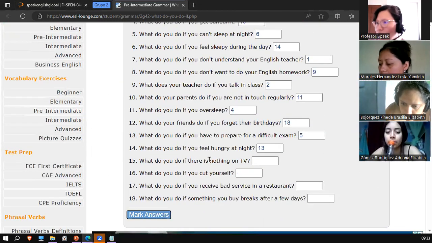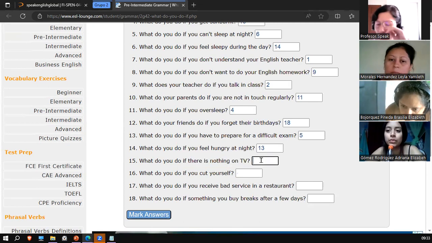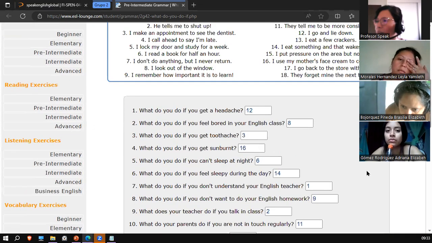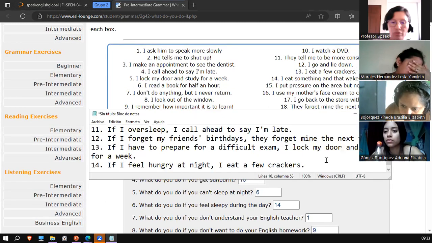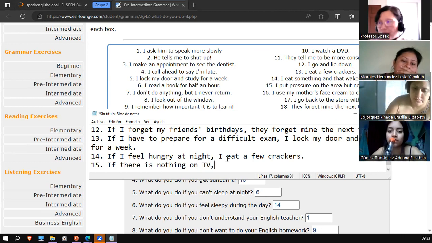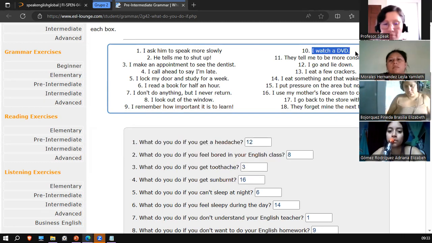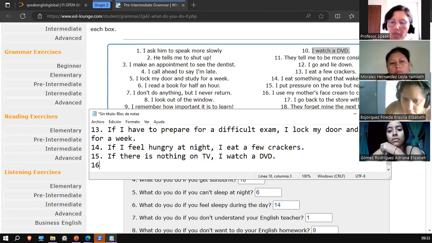What do you do if there's nothing on TV? Number 10. I watch a DVD. Okay, number 15. Right, if there's nothing on TV, comma, I watch a DVD. But of course nowadays they have Netflix and all those streaming platforms that we have nowadays.